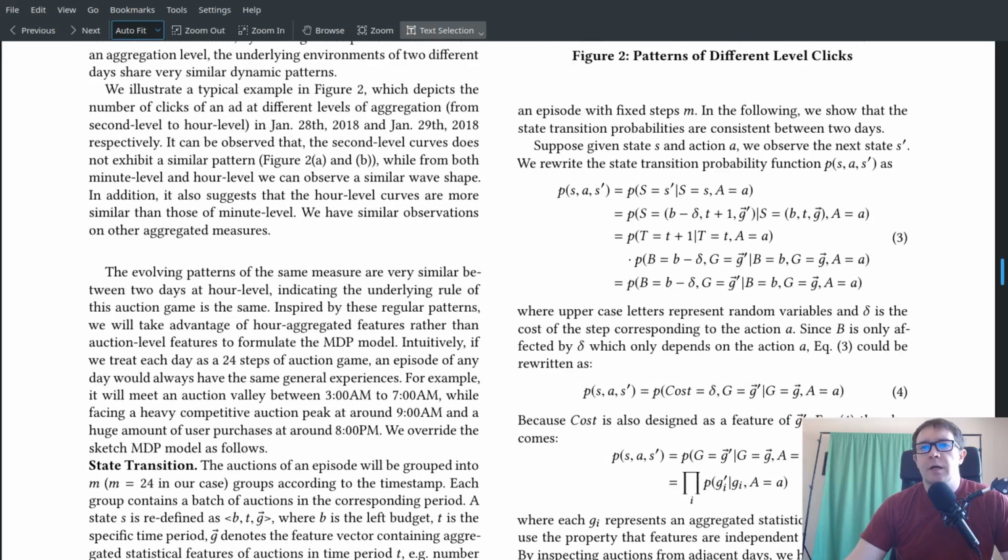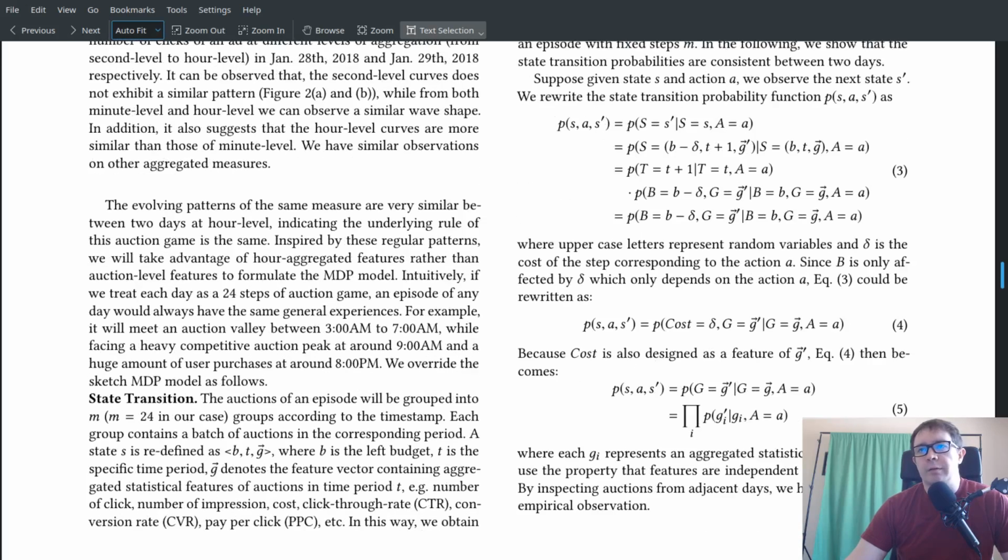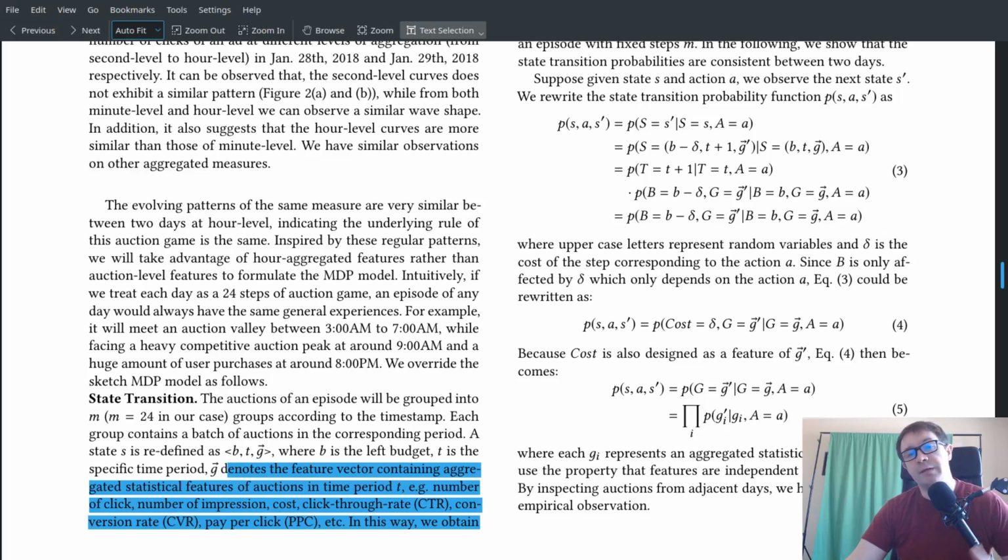So then they go on to talk about state transitions, where they have states defined as budget, time, and G bar, which is a feature vector containing aggregated statistical features of auctions in the time period. And then they list number of clicks, number of impressions. An impression is every time an ad is shown, so every time somebody searches and sees the ad, that's an impression. Cost, click-through rate, conversion rate, that's whenever somebody takes whatever action you want. It's defined by the advertiser. In the case of probably Alibaba, it's basically a sale. But in other industries, it could just be filling out a lead on a contact form.